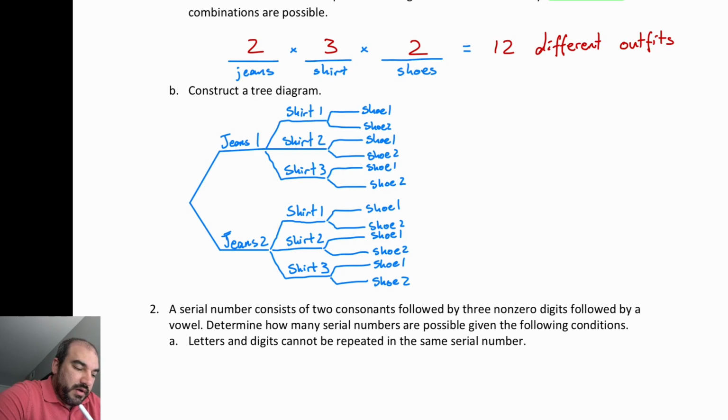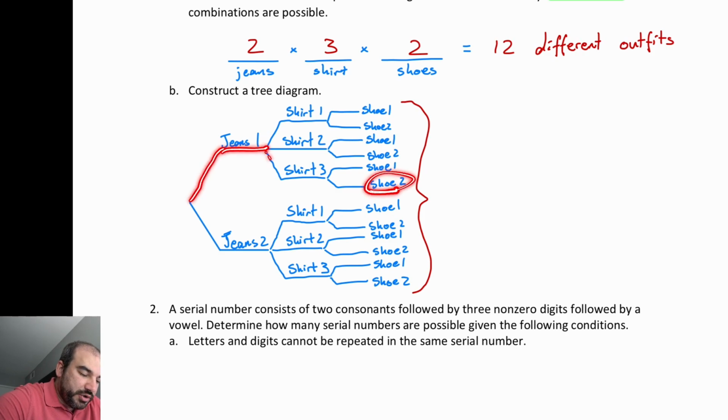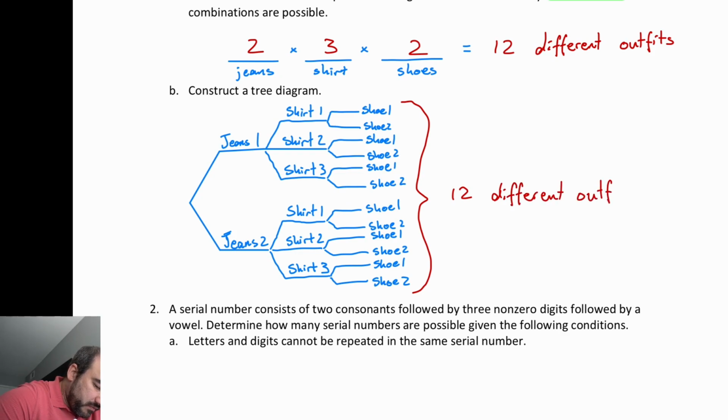And the total number of outfits is represented by the total number of end branches we have here. Because each one of these ends comes from a choice of jean, a choice of shirt, and then a choice of shoe. Right? Each one of these end branches is not just a shoe, it's a shirt, a jean, and a shoe choice. So there are 12 different outfits that we're seeing by counting the number of end branches.